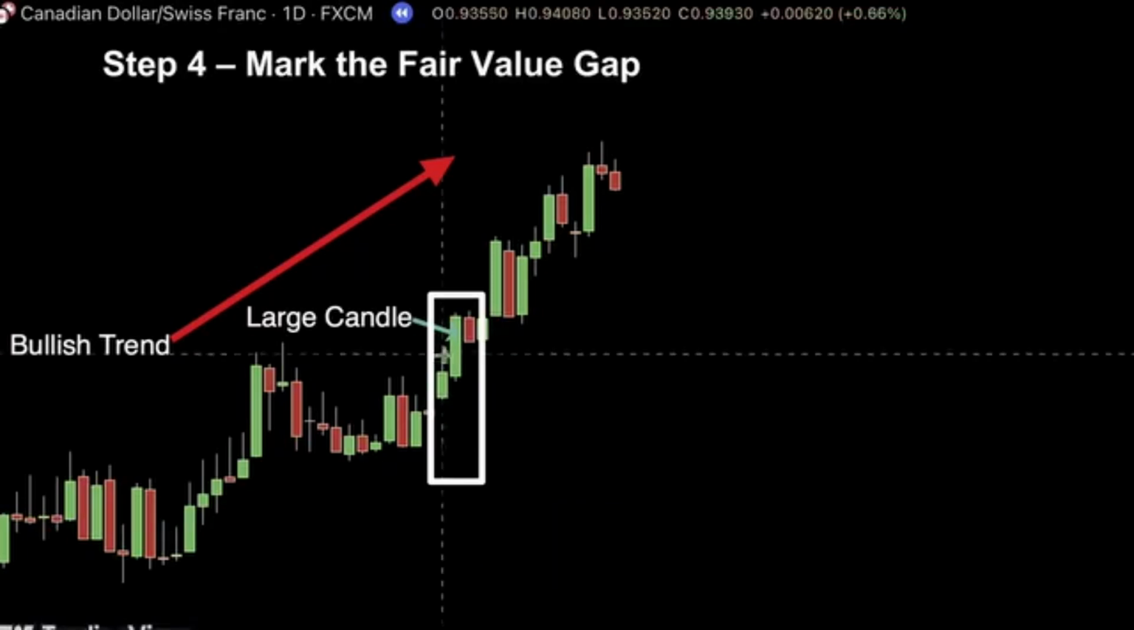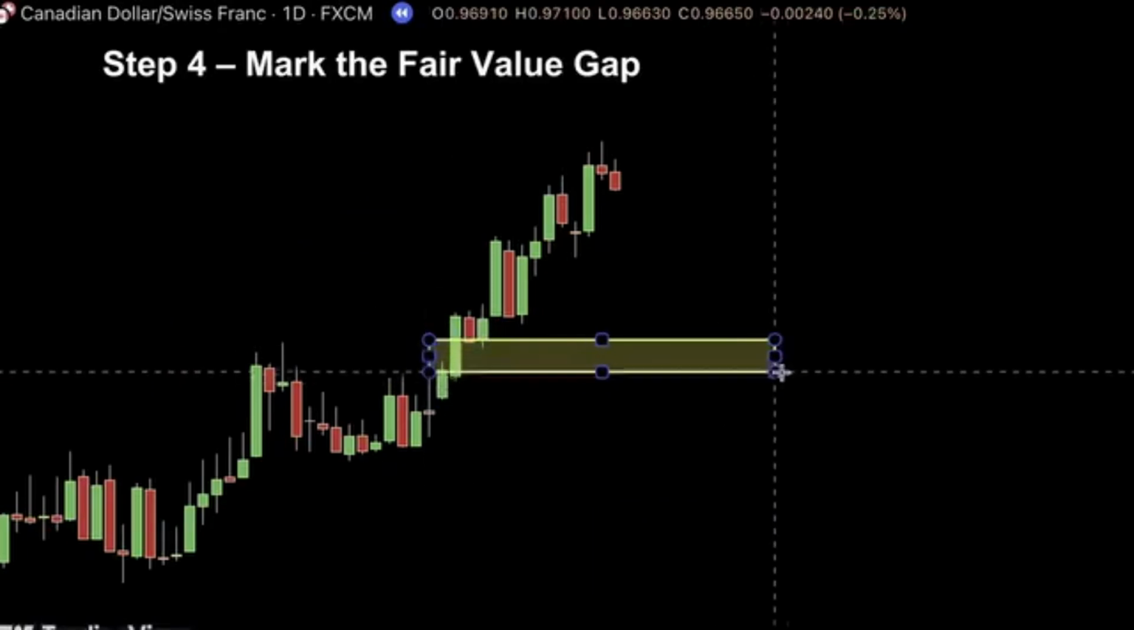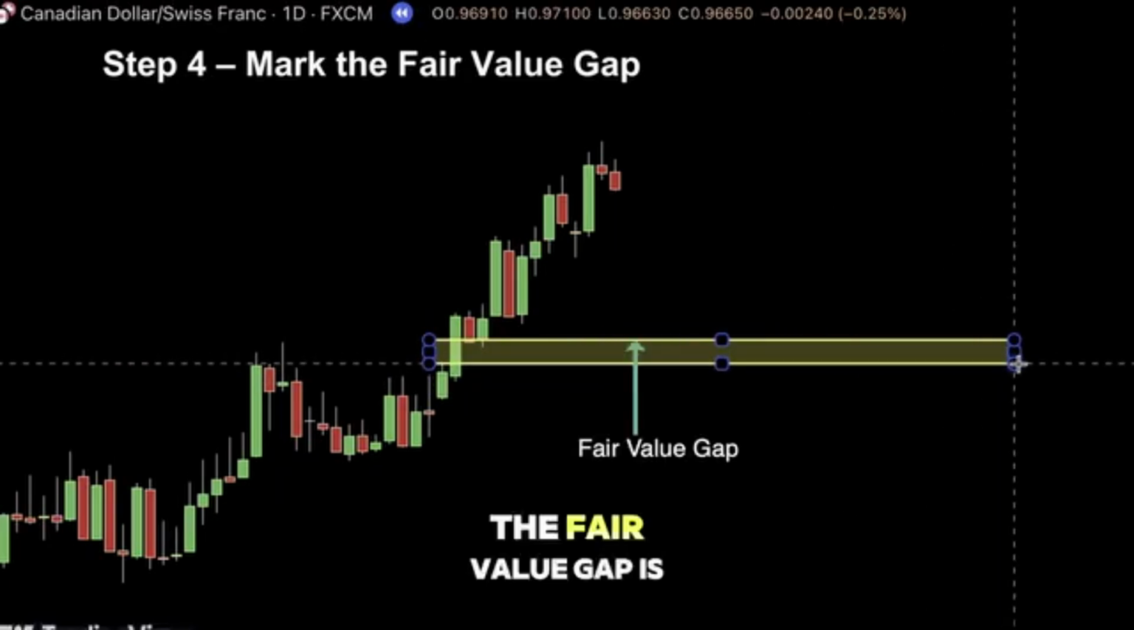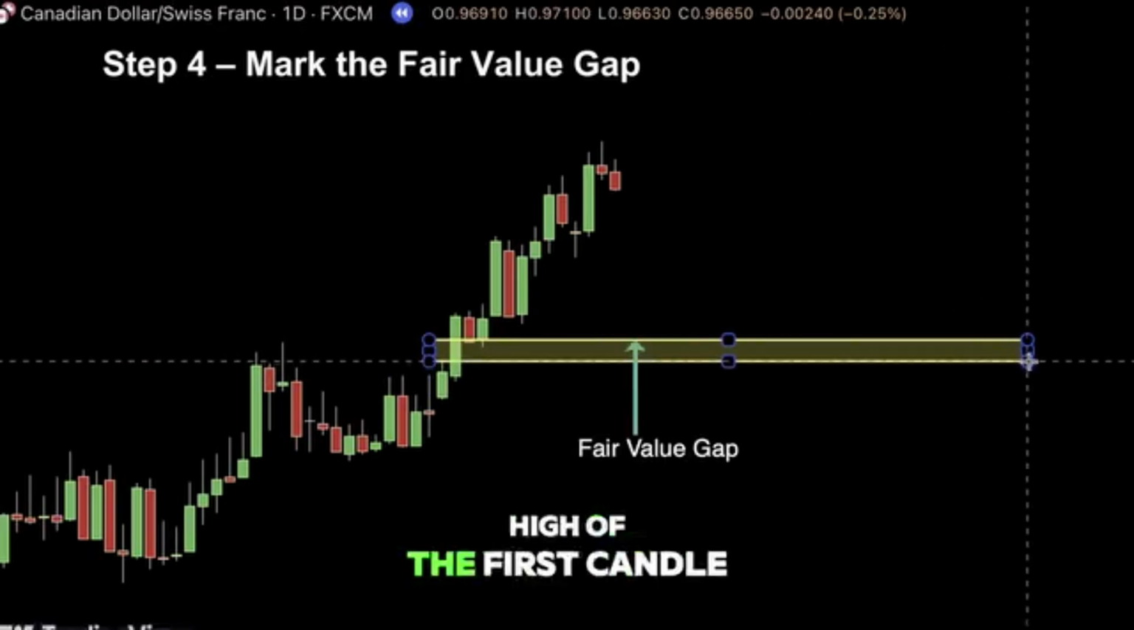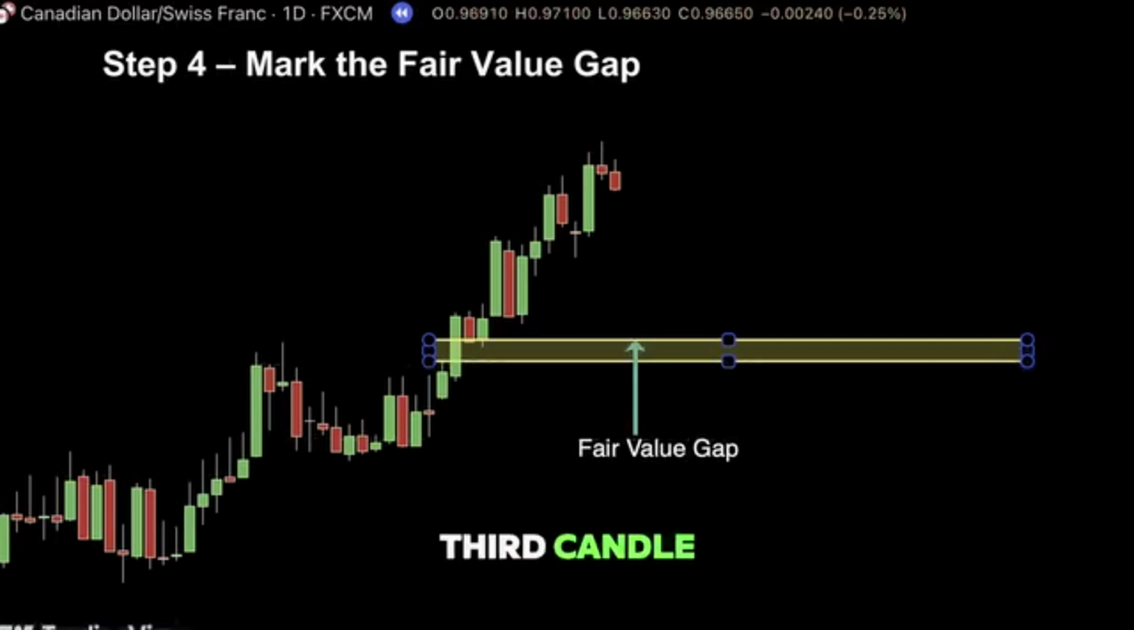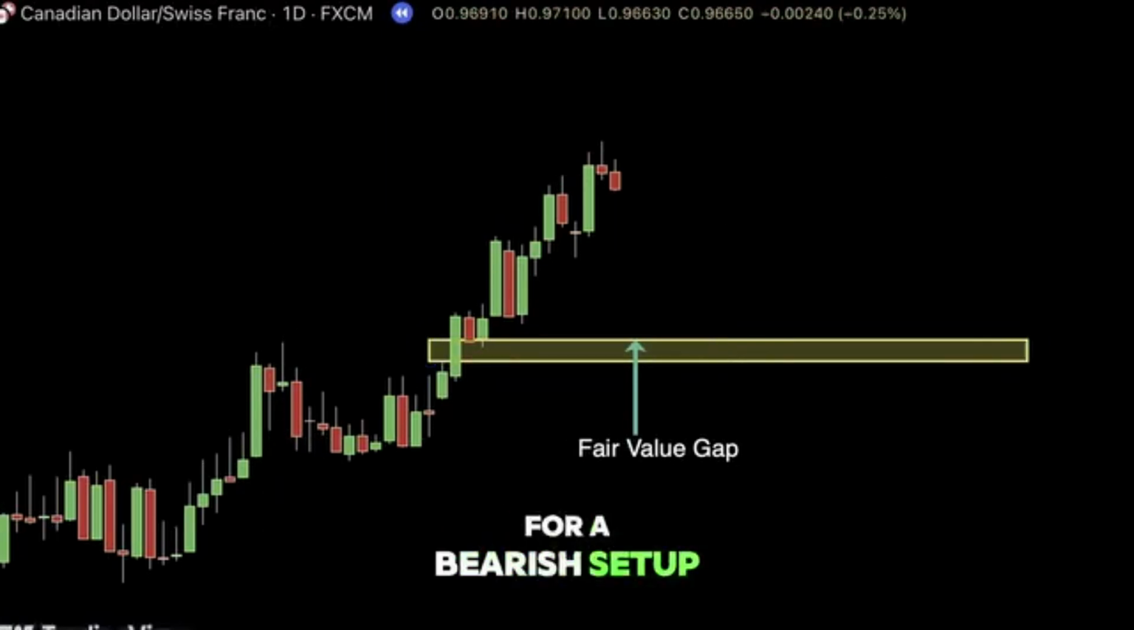Step 4. Mark the fair value gap. In a bullish setup, the fair value gap is the space between the high of the first candle and the low of the third candle. For a bearish setup, the fair value gap forms between the low of the first candle and the high of the third candle. Once identified, mark this zone on your chart as the potential area for price retracement.